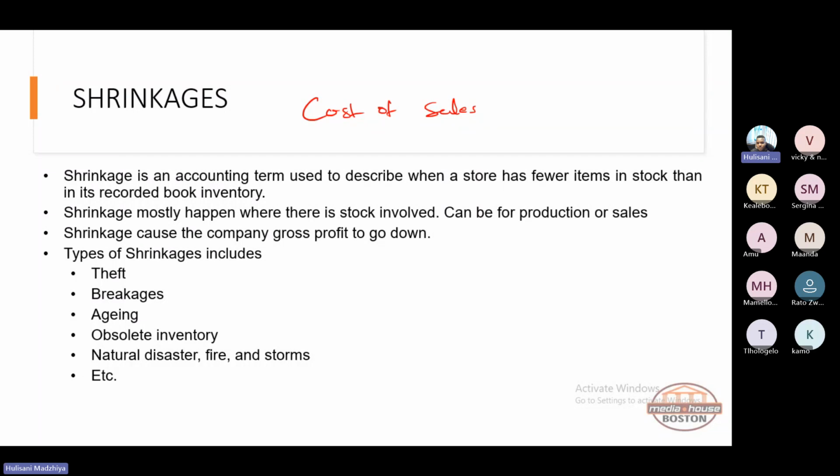So here it says that shrinkage mostly happens when there is stock involved and can be for production or sales, depending on the type of company you are running.